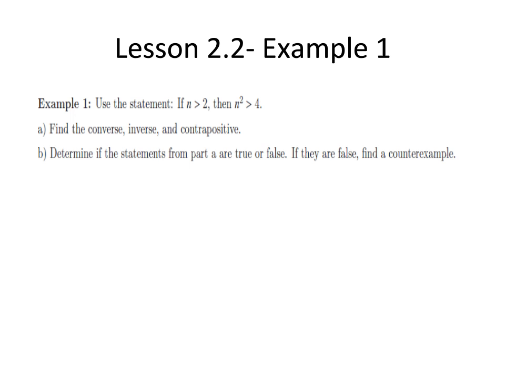Example 1. Use the statement, if n is greater than 2, then n squared is greater than 4. A. Find the converse, inverse, and contrapositive. B. Determine if the statements from part A are true or false. If they are false, find a counterexample.